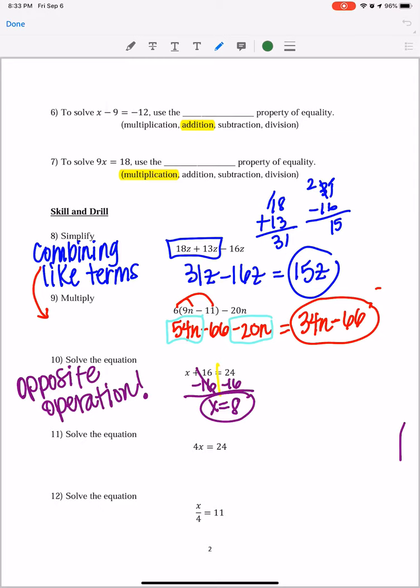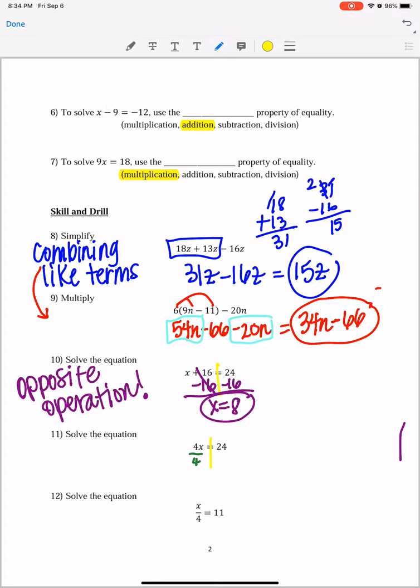11, solve the equation, so get x by itself. So what is going on between my x and my number? Well, if you don't see an operation, that's multiplication. So what is the opposite operation to multiply? That's divide. So I'm going to divide both sides by 4.